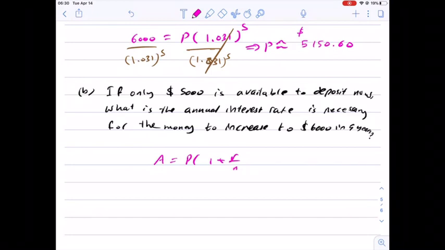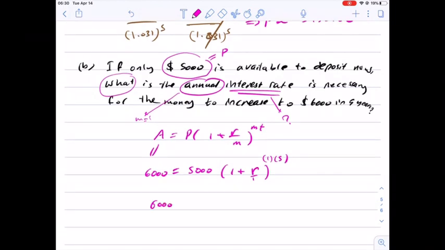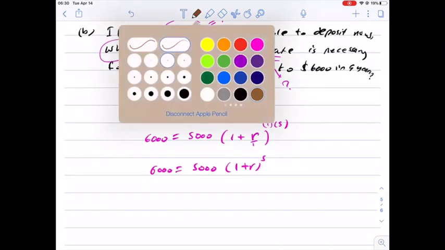So we have the same formula, A equals P times 1 plus R over M raised to power MT. Now the accumulated amount is given, it's 6,000. P is given, it's 5,000. This is P, the principal amount, times 1 plus R. R is not given because we're asked to find this R, over M. M in this case is 1 because it's compounded annually, raised to power MT. T is 5, so we have 6,000 equals 5,000 times 1 plus R, raised to the power 5.